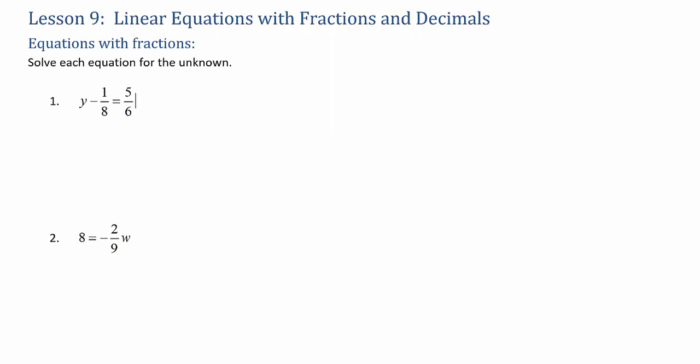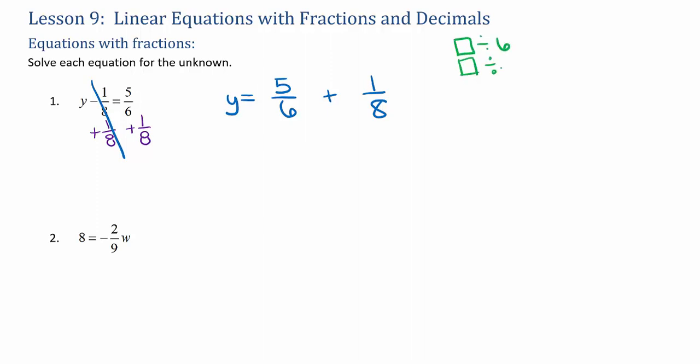Now if we want to get the y by itself, we would have to get rid of that minus 1/8, which means we could add 1/8 to both sides. So y equals 5/6 plus 1/8. Now to add fractions, we have to find a common denominator. So we have to figure out what number is divisible by both 6 and 8, and that number is 24.